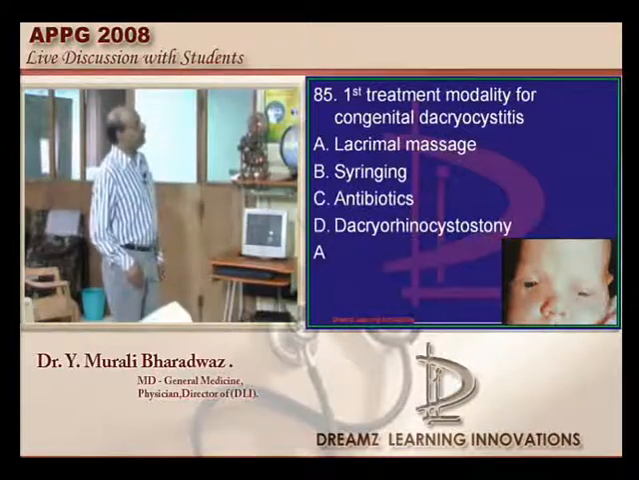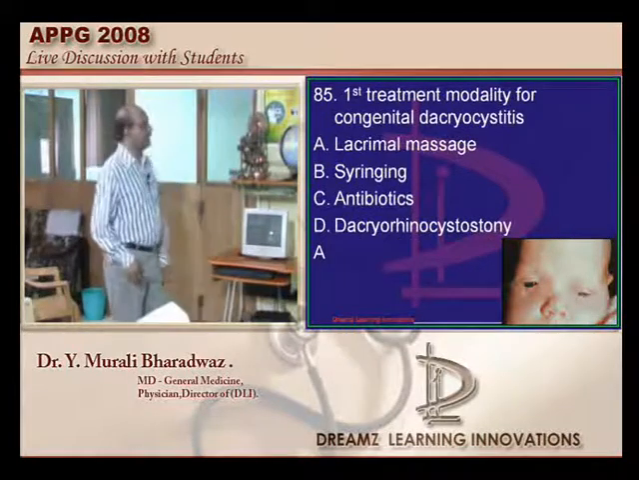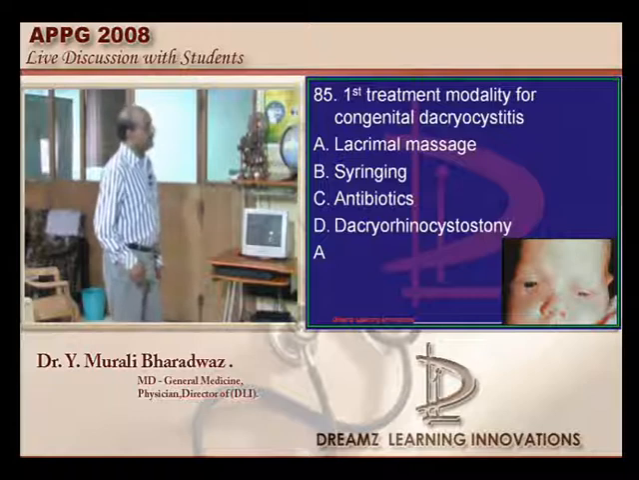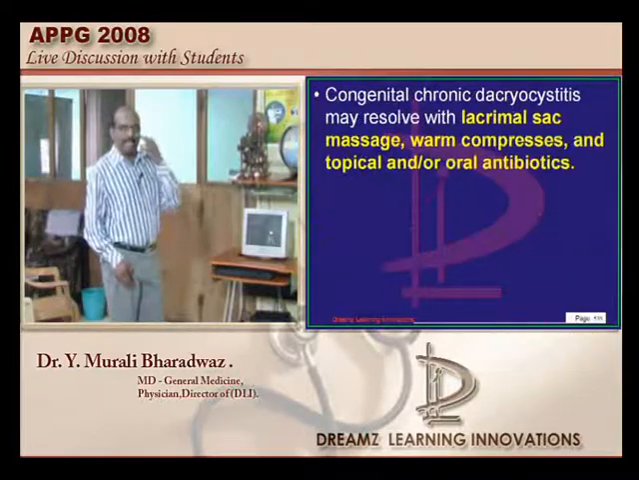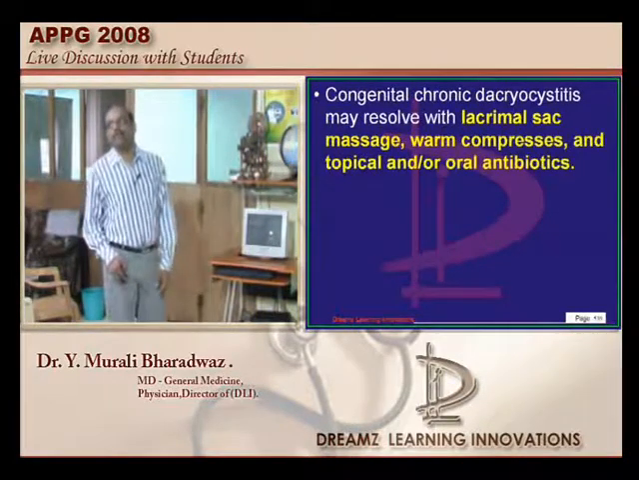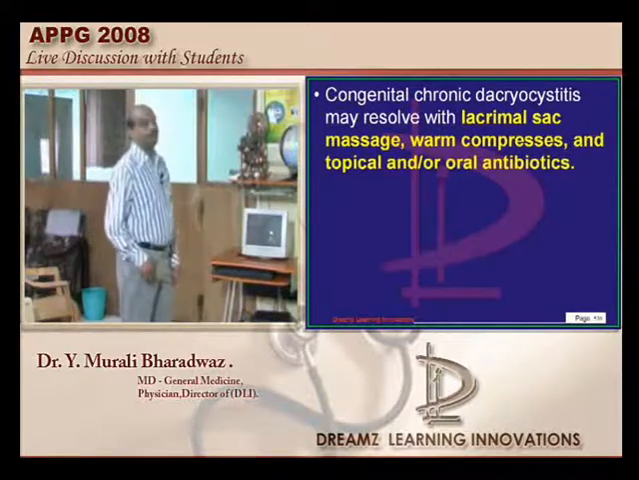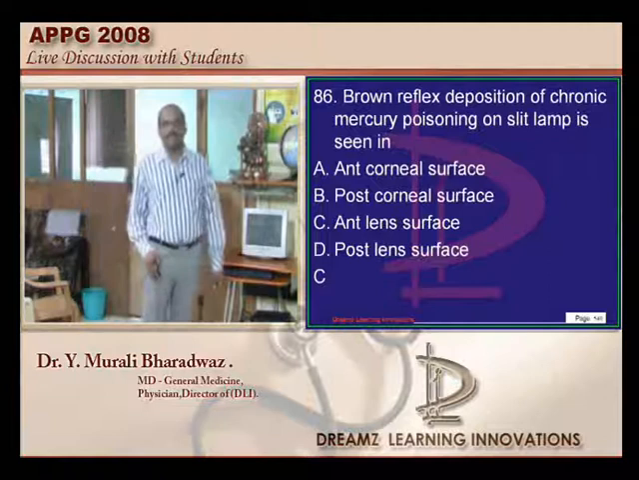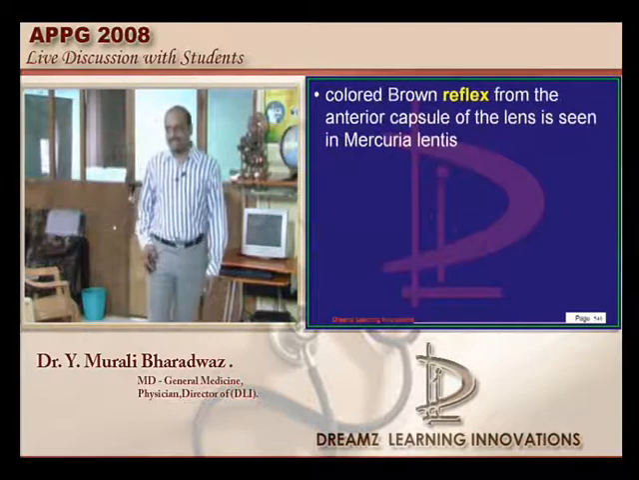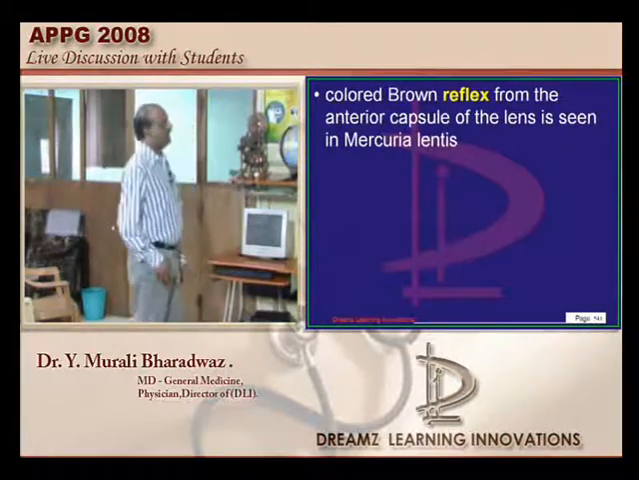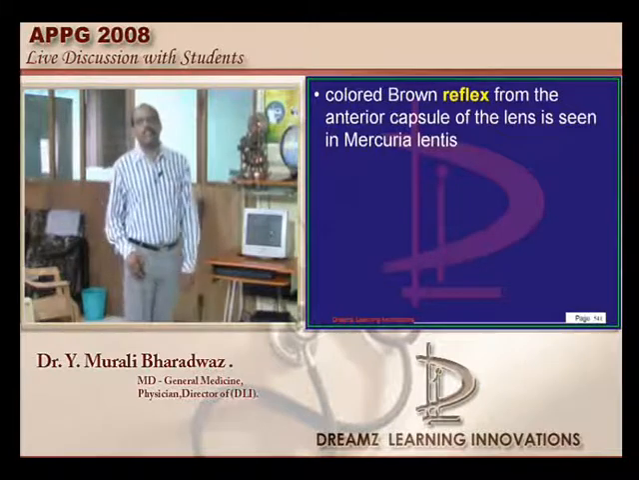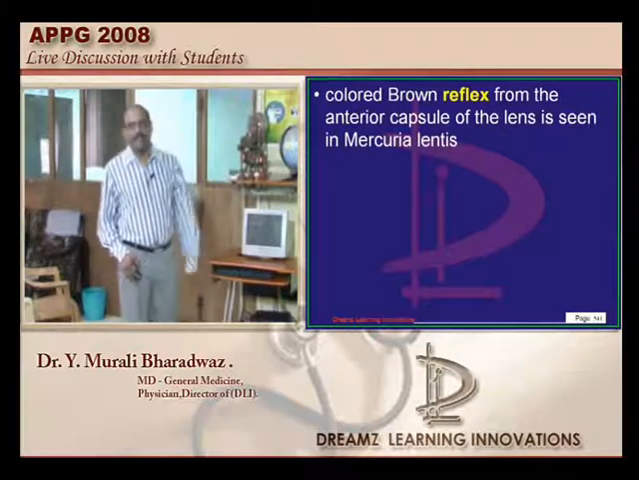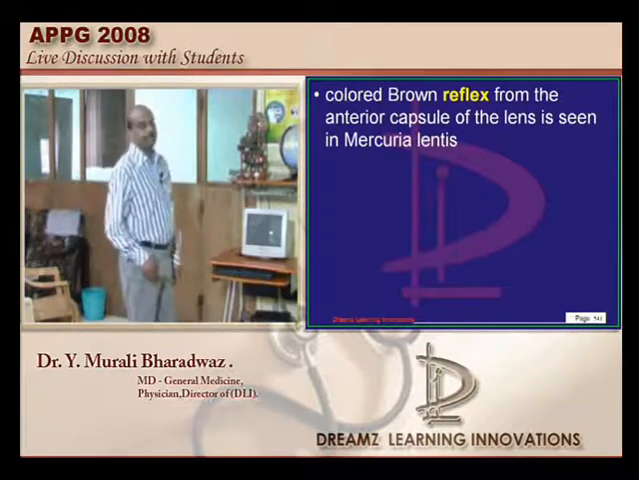Now the first treatment modality in congenital dacryocystitis is basically warm compression, lacrimal sac massage, and topical and oral antibiotics is considered to be the management. Brown reflex deposition in chronic mercury poisoning, also called mercurialentis. Where does the deposition occur, doctor? It occurs in the anterior capsule of the lens, which is the location where mercurialentis deposition occurs.